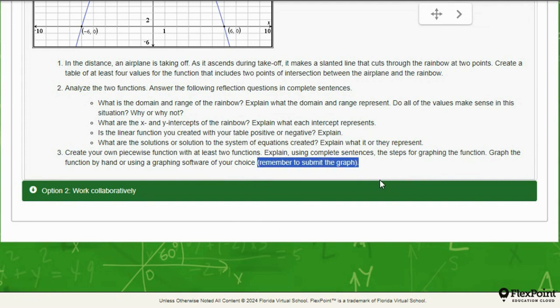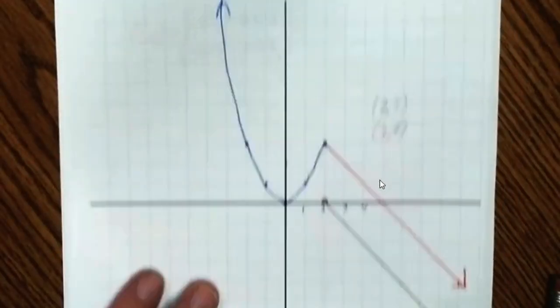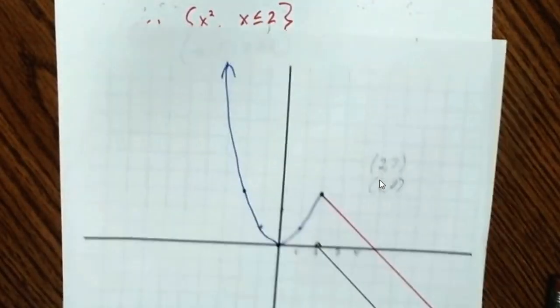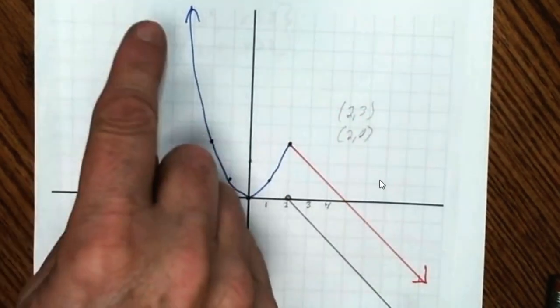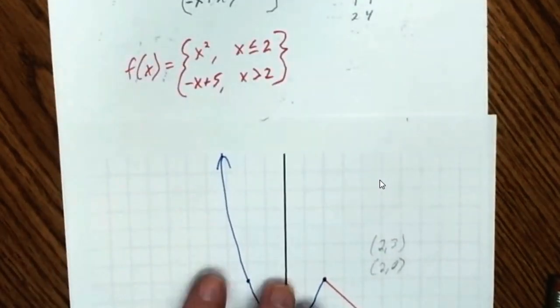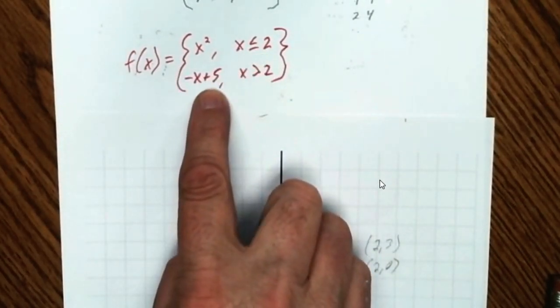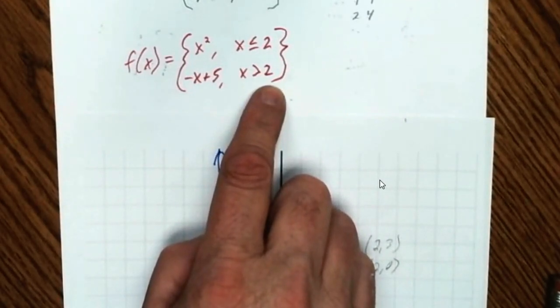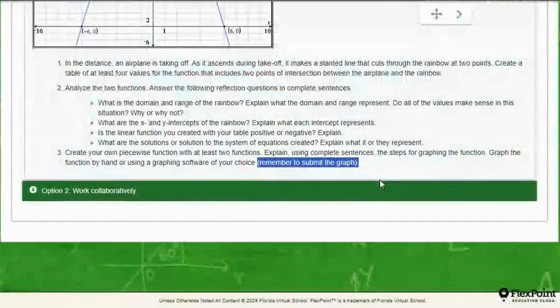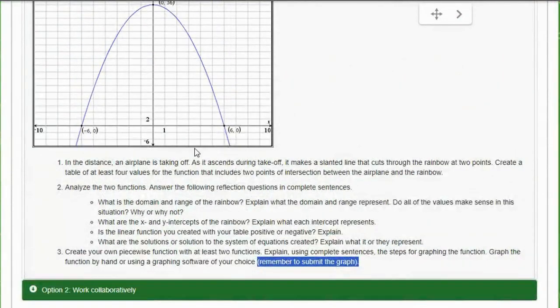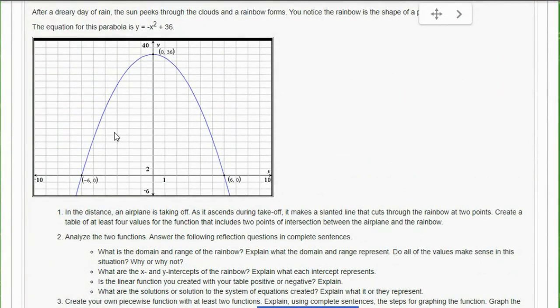So that's totally unrelated to the airplane and rainbow. Number 3 is totally different. Create a piecewise function, which we just did right here, right? This was a piecewise function, and this was the accompanying graph that went with it. So I graph x squared when x is less than or equal to 2. I graph negative x plus 5 when x is greater than 2. That's the explanation on how to graph it. And that is the assignment right there. So I wanted to make sure you knew exactly what to do.